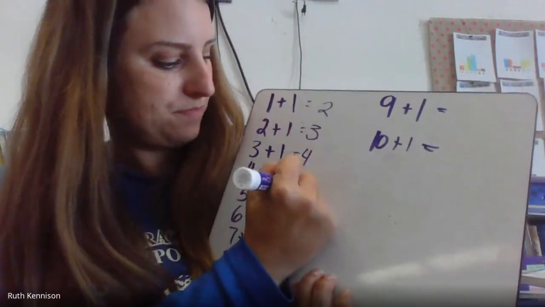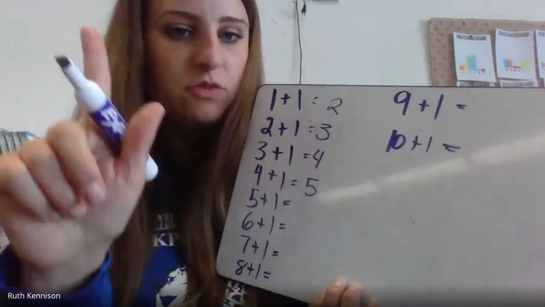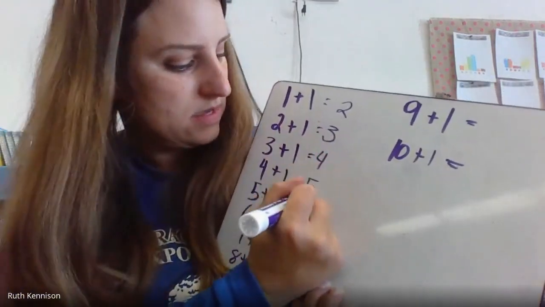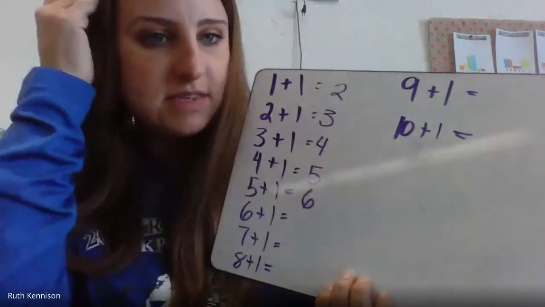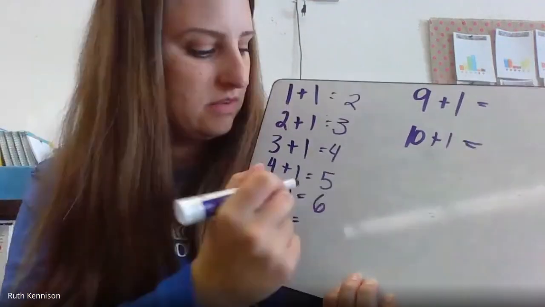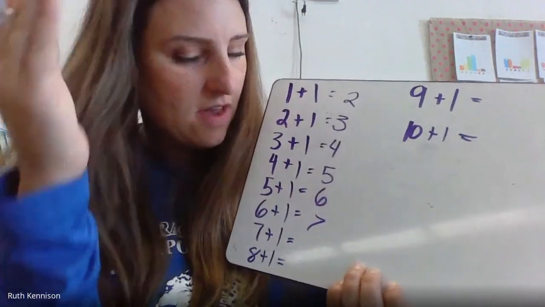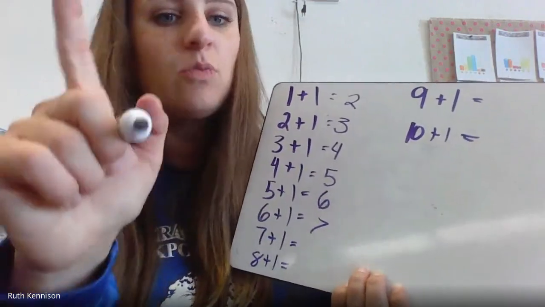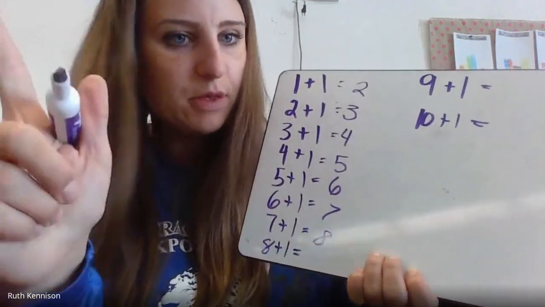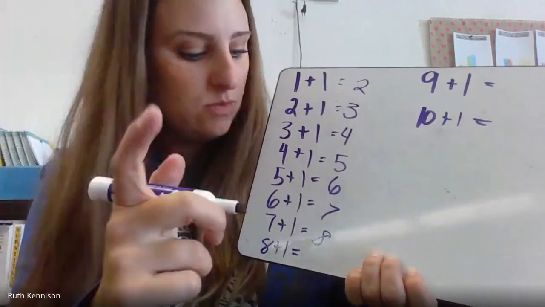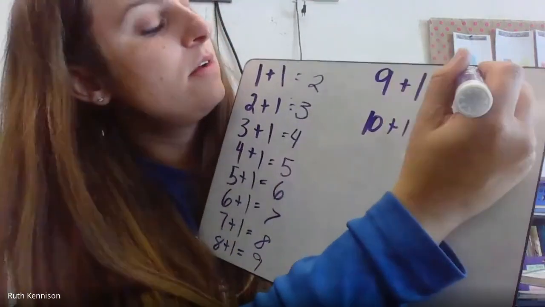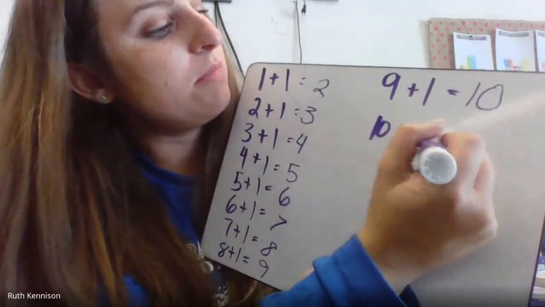5. 5 plus 1. 5. One more is 6. 6 plus 1. 6. And one more. 7. 7 plus 1. 7. One more is 8. 8 plus 1. 8. One more. 9. 9 plus 1. 10. 10 plus 1 is 11.